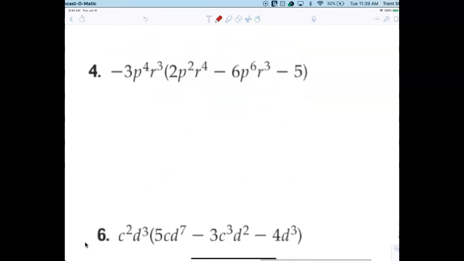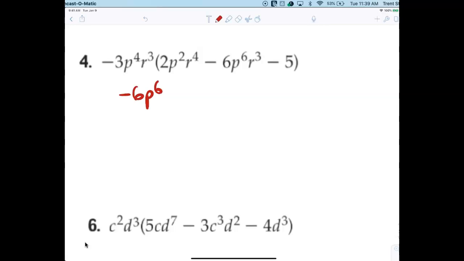All right, number 4. Go. It would be negative 6p to the sixth, plus 18p to the tenth r to the sixth, plus 15p to the fifth r cubed. Easy. Easy. Anybody have any questions? Multiplying numbers, adding exponents.